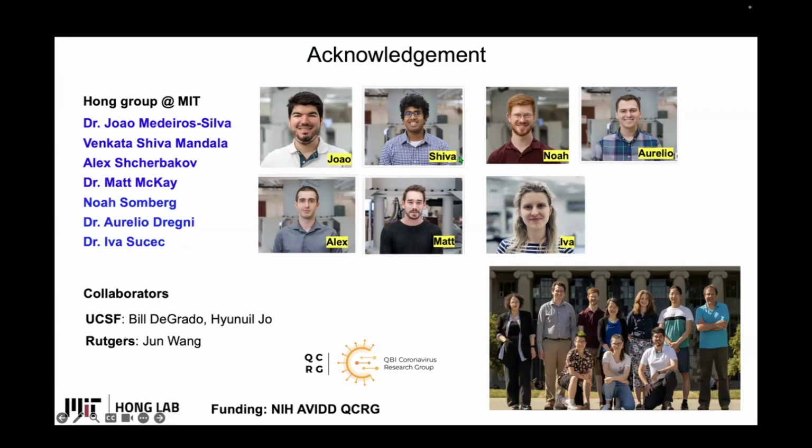I acknowledge various people along the way, but Shiva and Matt started the SARS-CoV-2 E project in 2020, and then the work was followed up by Joao, Noah, Aurelio, and Eva, and Alex Sherbakov really contributed in developing the line of fluorine distance NMR techniques. And we are fortunate to have the collaboration with the UC San Francisco group, many people from the medicinal chemistry side that I didn't list here, that provided some of the HMA drug, as well as the newer AViDD drugs that I didn't show you, and Bill DeGrado's lab for long-time collaboration, and Jun Wang. And thank you for your attention.